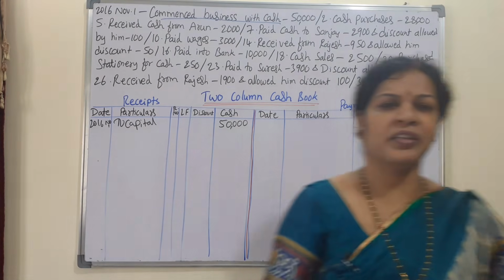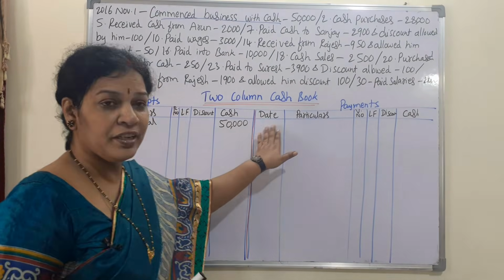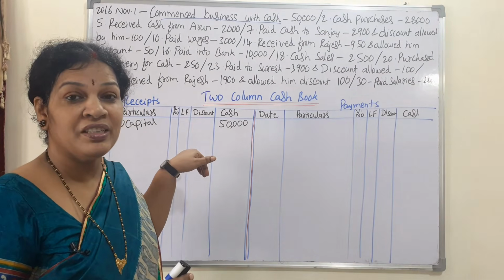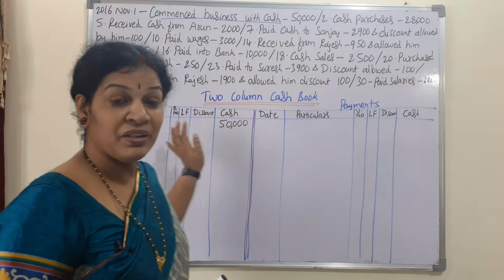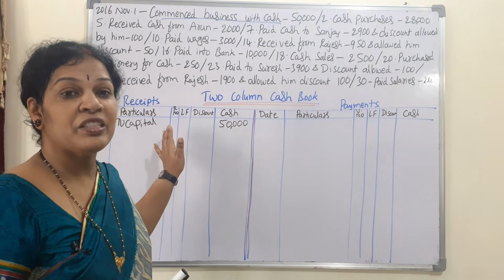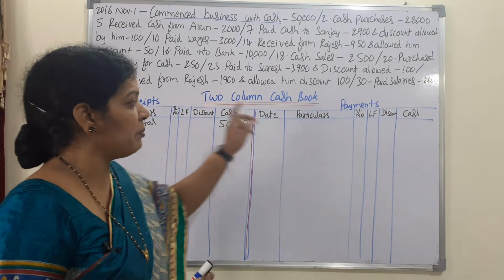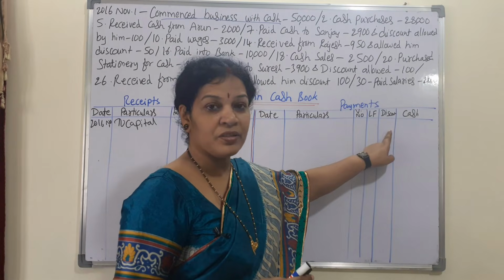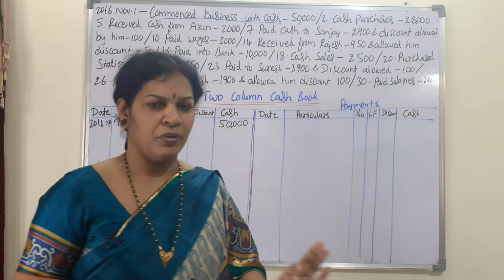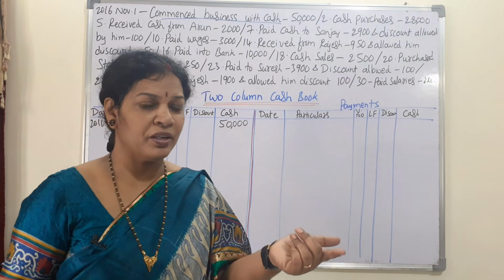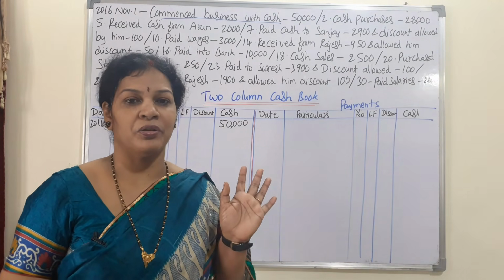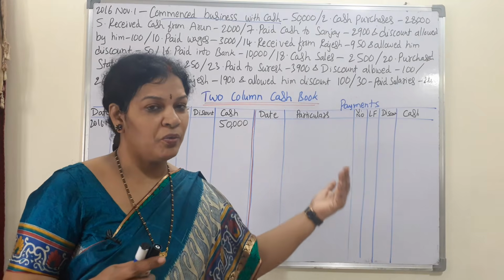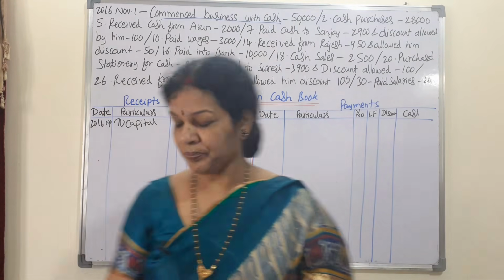Same transactions on the credit side also, same columns. Date, particulars, and here voucher number. When we are purchasing, we get a voucher. When we are selling, we give a receipt number. So R number, receipt number, and here voucher number, V number. And LF, discount, and cash. Compared to the single column cash book, here there is only the discount column, that's all. On both sides you will find the discount column. And how do we get discount? While working out the problem, I will explain.